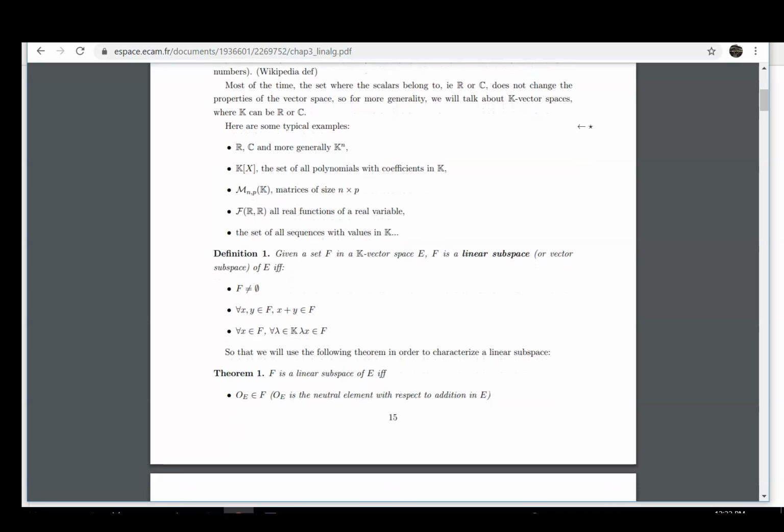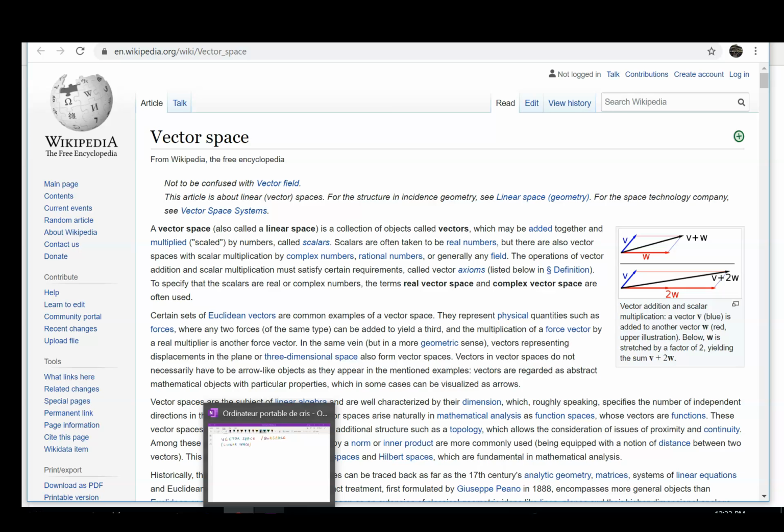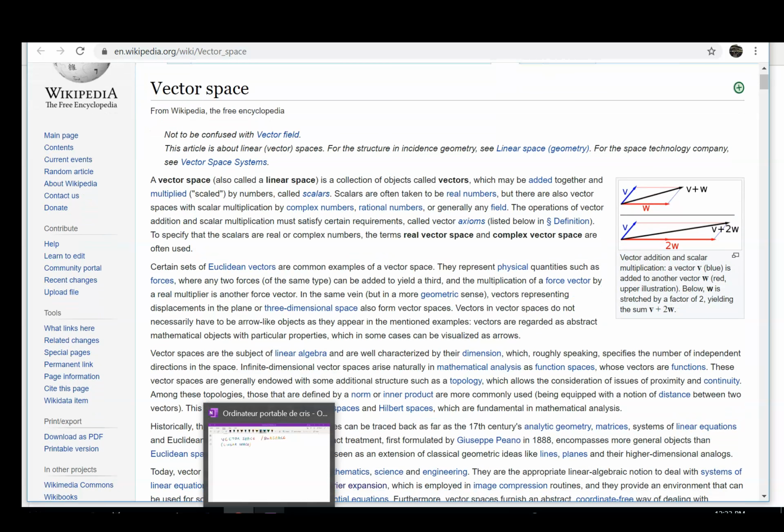Some examples are C and in general Rn and Cn, the set of polynomials, the set of matrices, the set of all functions. There are many examples, and you see these are very general examples. But we're going to talk mostly about Rn. Why? Because it's easy to work with, and we can even visualize what it's doing in R2 and R3. Let's have a quick look at the Wikipedia page.